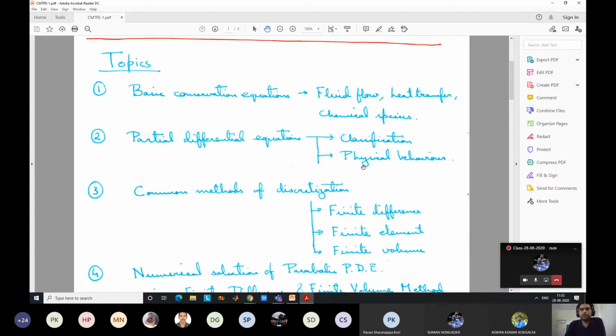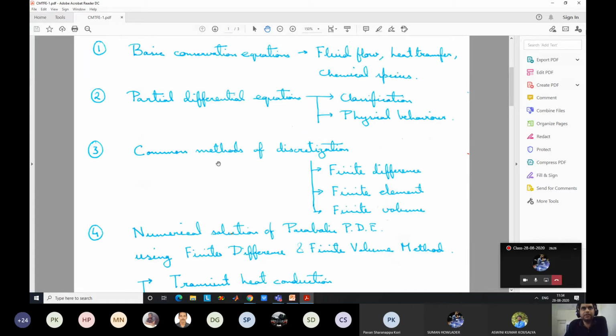Okay. So this classification of partial differential equations and how different their physical behavior is, we will have a brief understanding of this.